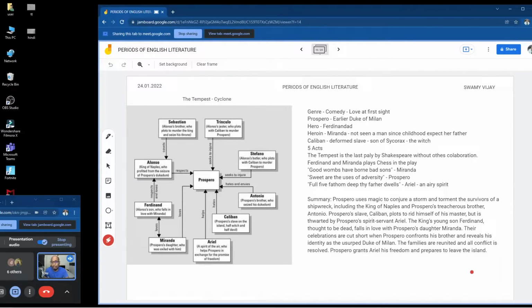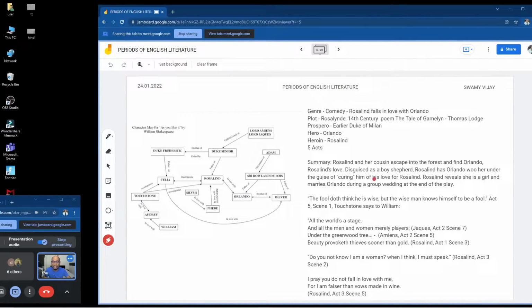So this is a brief summary of the Tempest, meaning cyclone, written by Shakespeare, and it is a comedy. It is not like within 10-15 minutes you will get 100% of the information about the Tempest. I have introduced the Tempest to you. Whenever you get time, read the Tempest, and you will understand why it is so important from an examination point of view. And then As You Like It: it is a very easy play and everybody knows about it.